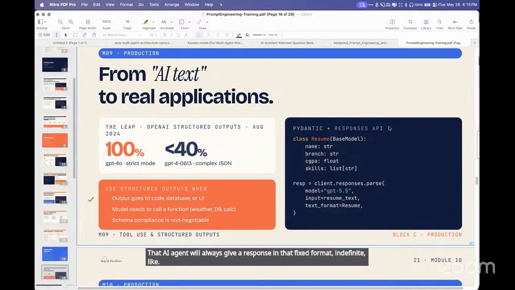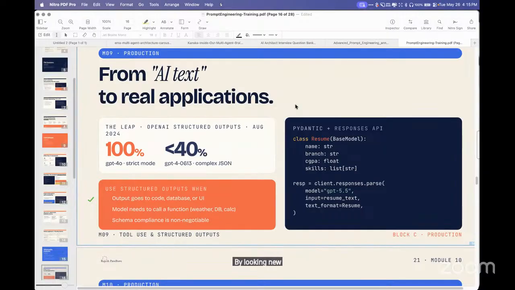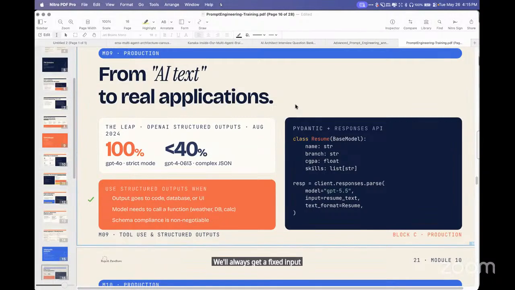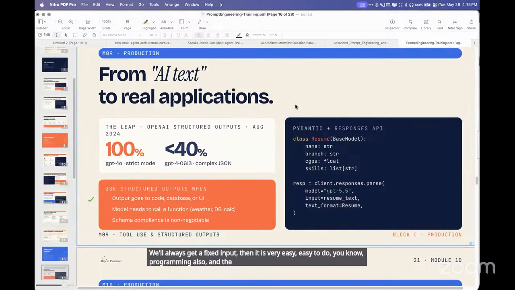That is, in a fixed format every time, so that the next agent will not get confused by looking at a new response every time. From the API point of view, if one API always returns a response in a fixed format, and the next API which needs to consume that response always gets a fixed input, then it is very easy to do the programming and the response consumption also. The same principle applies to the agentic pipeline.